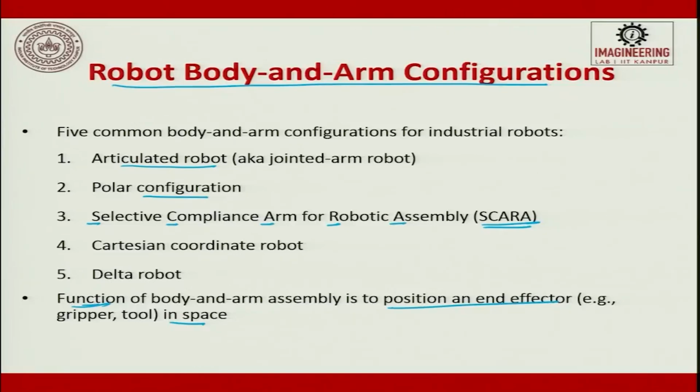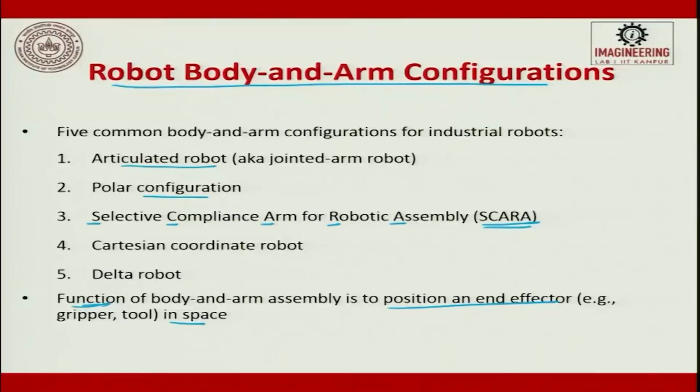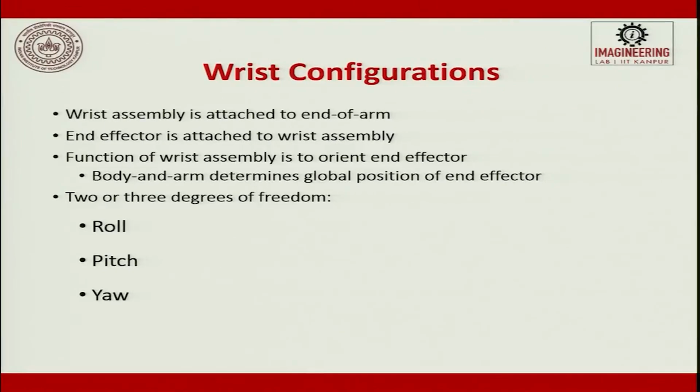The function of a body and arm assembly is to position an end effector in a space. Then comes the end effector. What operation you have to do is done by the end effector. Before doing it, positioning will be done by body and arm configuration. Now, let us look into the wrist assembly. Wrist assembly is attached to the end of the arm. The end effector is attached to a wrist assembly.